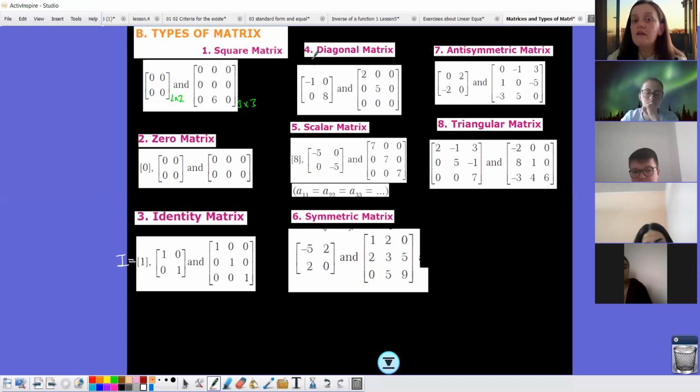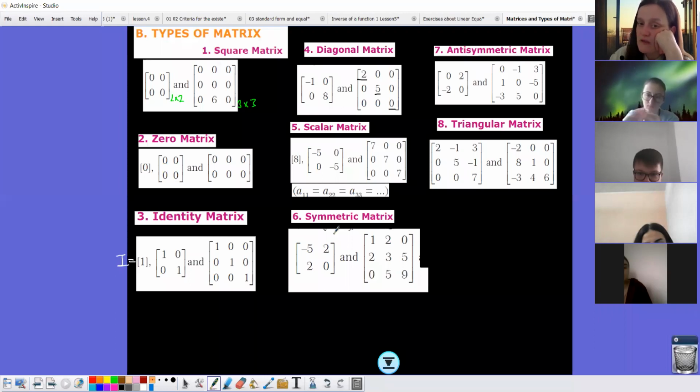Here, the fourth type, diagonal matrix. From the name, the entries that are on the diagonal will have some values. The others will be 0. But here it's not like an identity matrix. You don't have to have always ones. You may have different numbers on the diagonal, but the other entries will be all zeros.